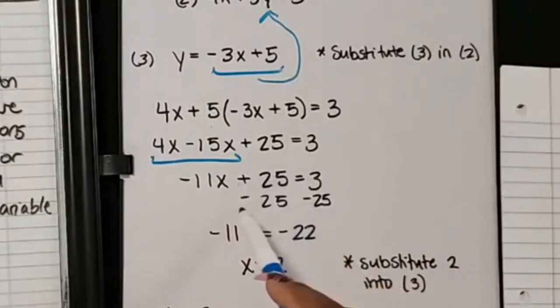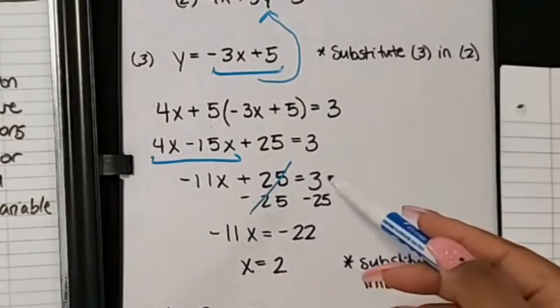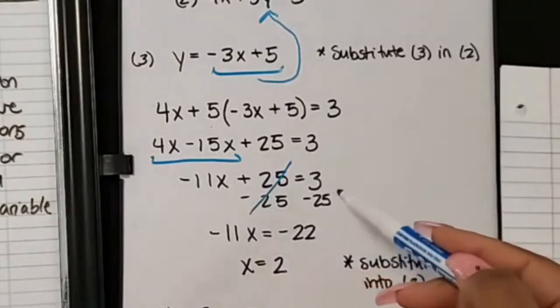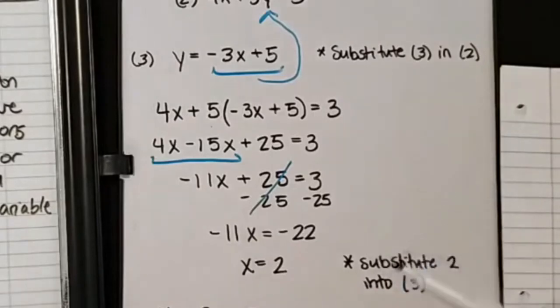So plus 25 minus 25 is 0. So we're left with -11x on the left side of the equation. On the right side of the equation, we have 3 minus 25, which 3 and -25 are alike. They're both whole numbers. So we can combine those to get -22.